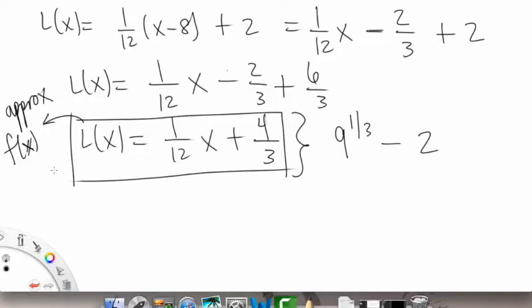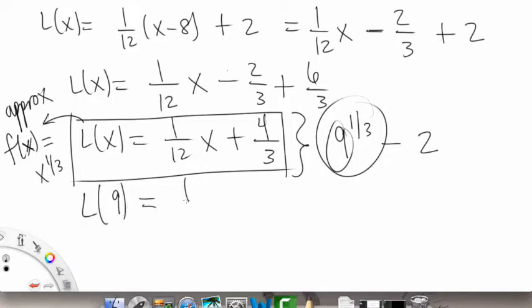So the value that we want to find, so f of x, again, that's equal to x to the 1/3. So let's plug in a 9 and see what we get. So if our x is 9, because we want to find the cube root of 9, right? So if we plug in a 9, we get L of 9 is equal to 1 over 12 times 9 plus 4 over 3.